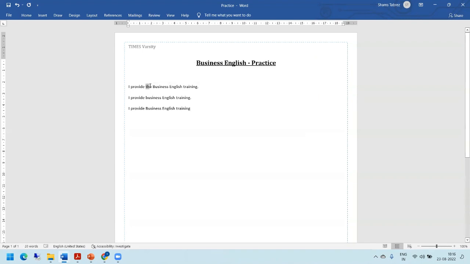What is this? Article. Which article? Definite article or indefinite? Definite article. So what should be the pronunciation of this article here? The business. Why? Business is starting with a consonant sound. Okay, then I can see that in Business English, B is capital and English is capital. So why is it used as capital?